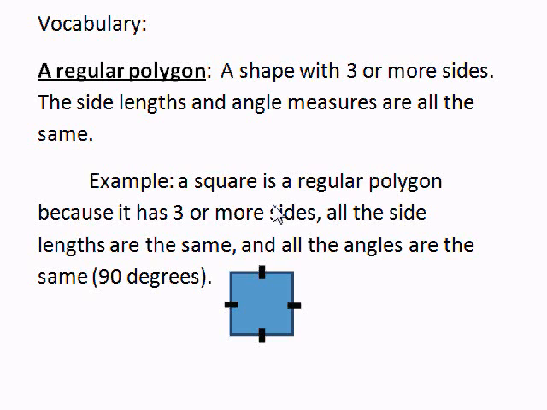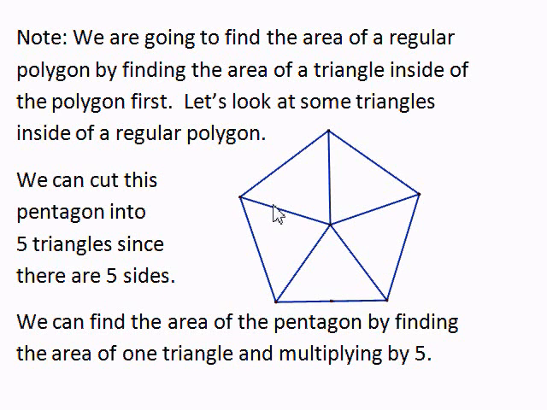So for some vocabulary, a regular polygon is a shape with 3 or more sides. The side lengths and angle measures are all the same. That's what makes it regular. Example, a square is a regular polygon because it has 3 or more sides, and all the sides are the same length, and all the angles are the same. In other words, 90 degrees in this case. So what we're going to do is find the area of a regular polygon by finding the area of a triangle inside the polygon first.